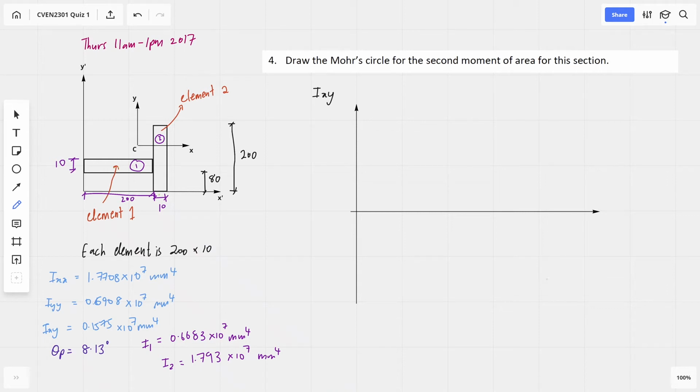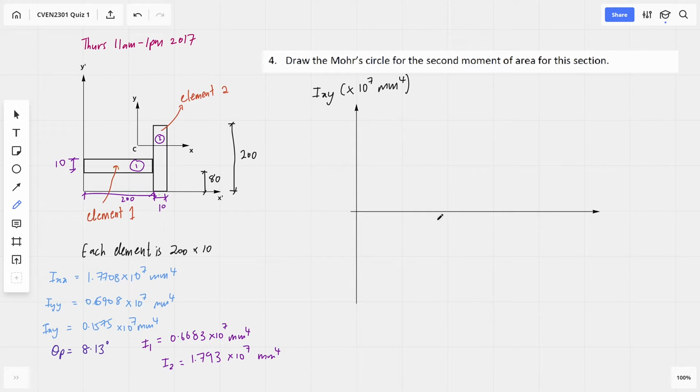Right, so we're going to now draw the Mohr circle from the calculations we made from the previous question, where we found the second moment of area for this section. So that was I1 here and I2. When we're drawing this circle, our y-axis will be IXY, and in my case I put everything to the power of 10^7, so we could just write 10^7 here.